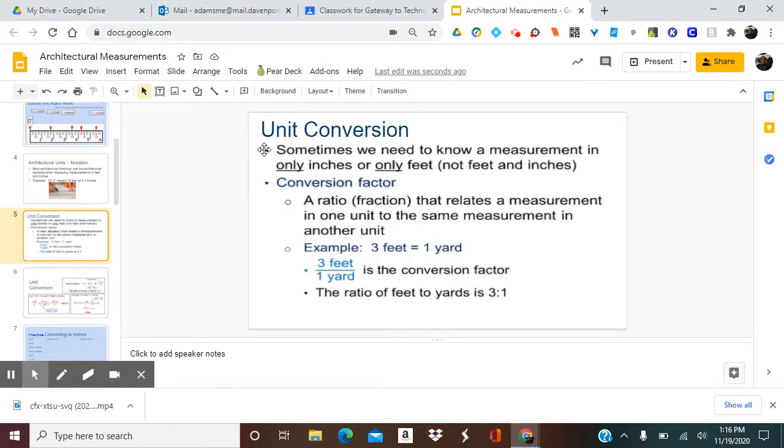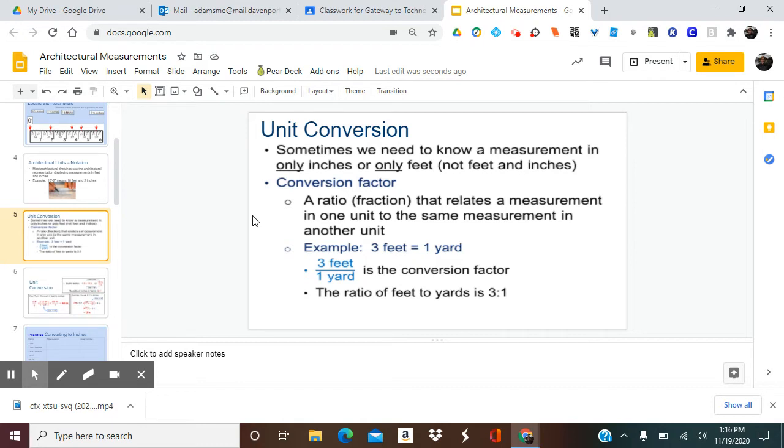So unit conversion, sometimes we need to know a measurement is only in inches or it's only in feet. So for example, doors and windows, if you go to the hardware store, Lowe's, Walmart, Home Depot, and you're looking for a new door for your house or your room, then those are only going to be in inches. You're not going to have any feet for that. If you go to get new flooring, they're going to ask you in feet, not in feet and inches. So there's a reason that you need to know one or the other and actually both.